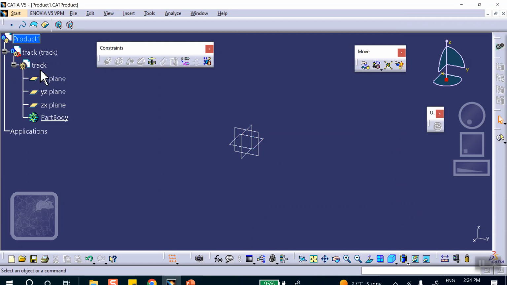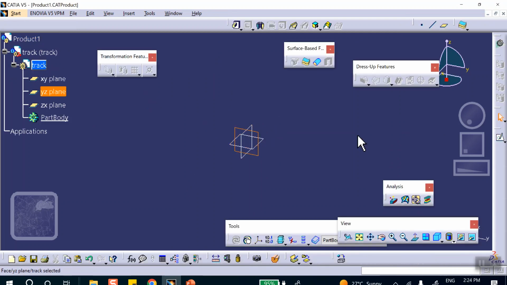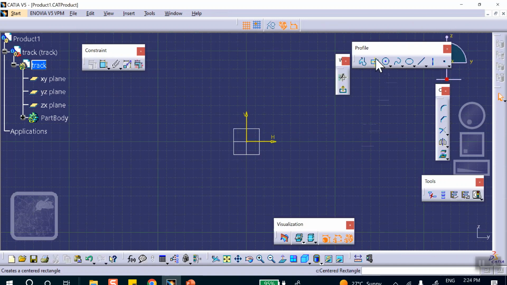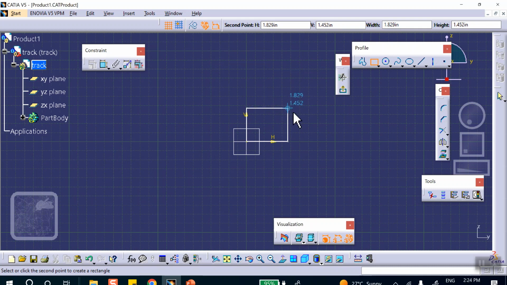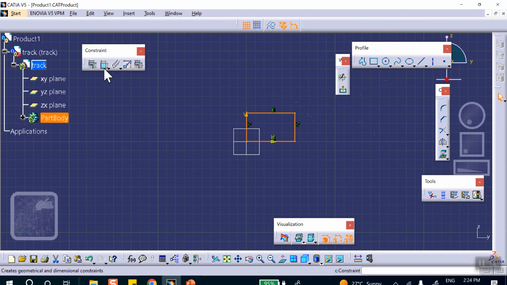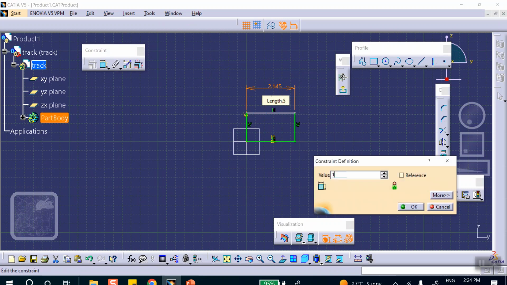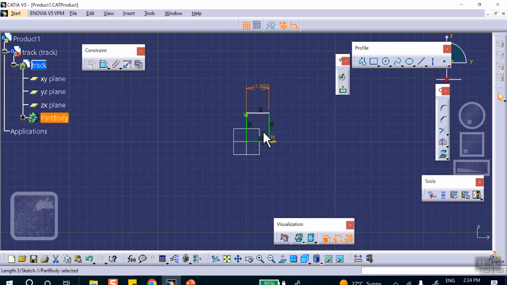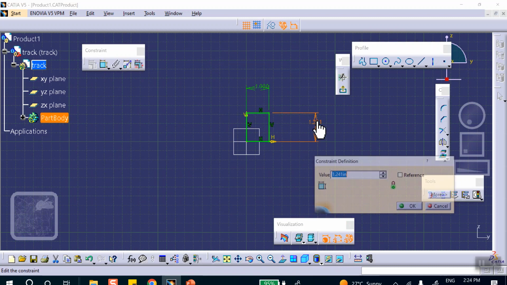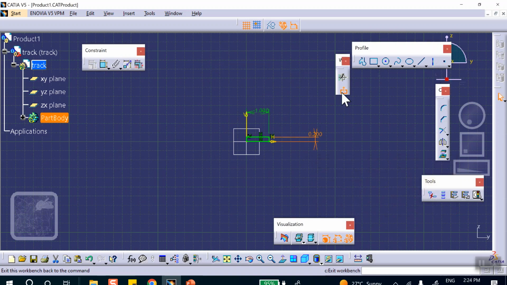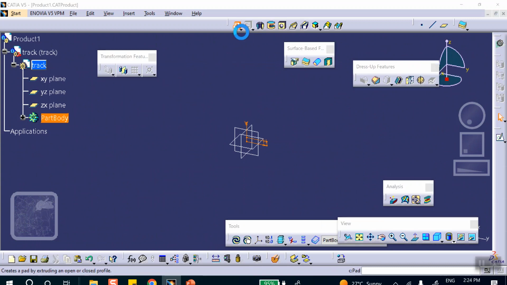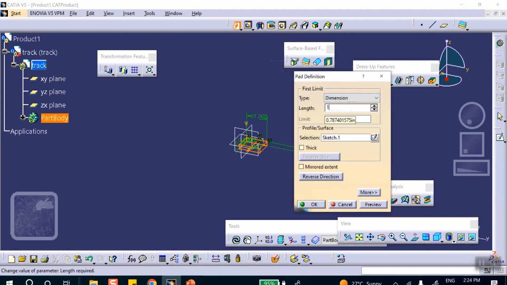So there we are. Double click on that vertical plane. I'll sketch a rectangle that is 1 inch wide. That size is totally irrelevant. 1. And I'll make this maybe 0.2. Okay, so that's going to be my track section. And I will pad it by 15 inches.